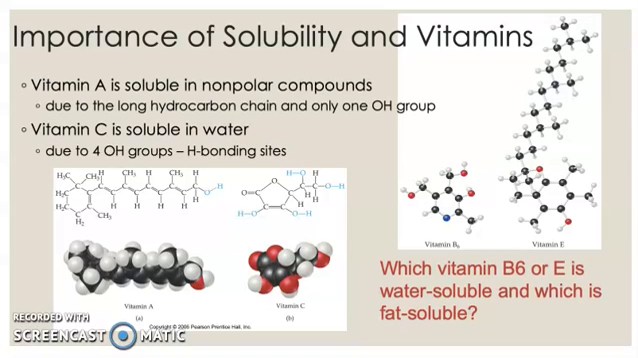So this is also important with solubility in vitamins. On the bottom left here, vitamin A is soluble in nonpolar compounds. This is because of its long hydrocarbon chain, and it only has one OH group at the very end of this hydrocarbon chain.